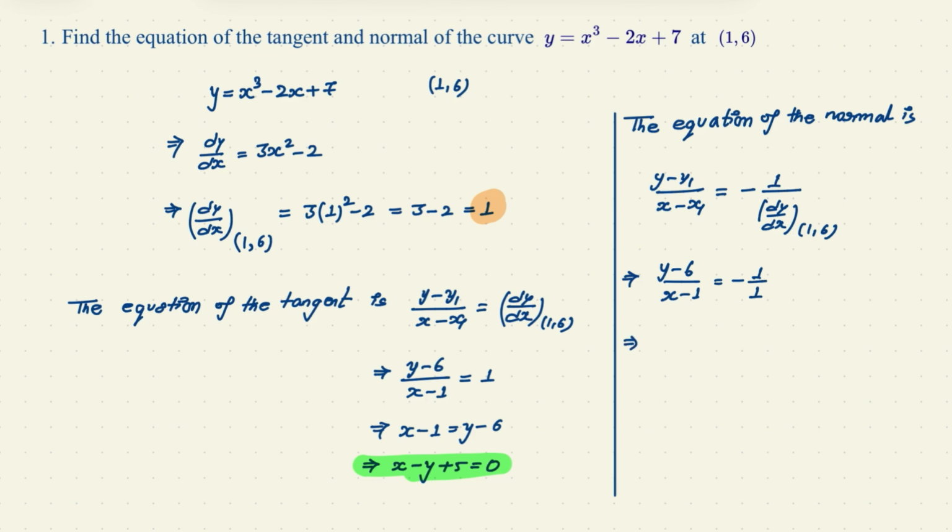So here it will be y minus 6 equals to minus x plus 1. So on simplifying, it will be x plus y minus 7 equals to 0. So this is the equation of the tangent.